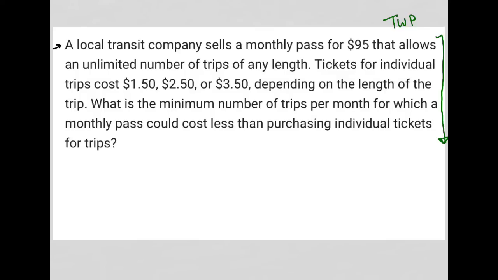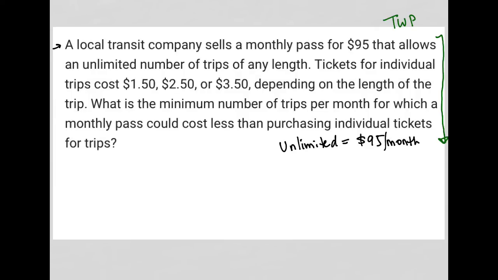So this first sentence here says a local transit company sells a monthly pass for $95 that allows an unlimited number of trips of any length. Okay, so unlimited equals $95 per month. There's my translation.